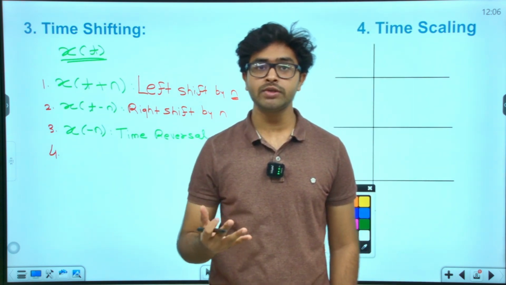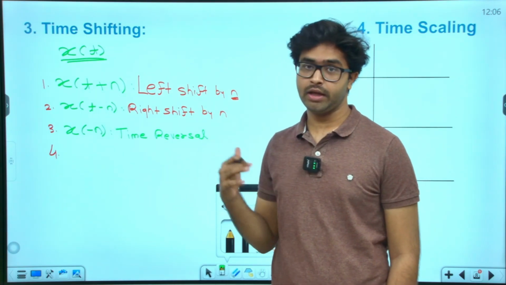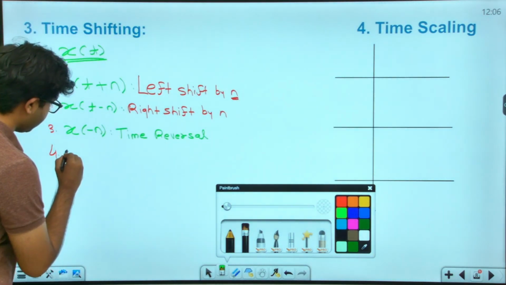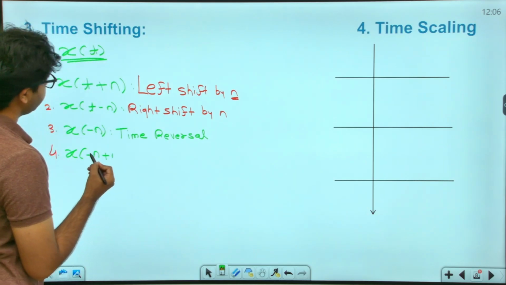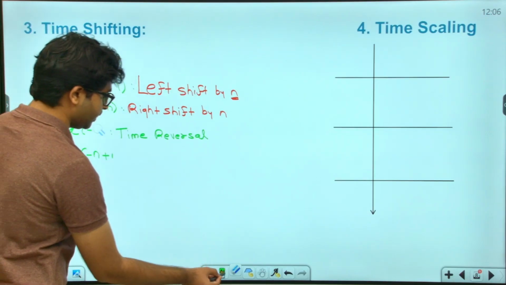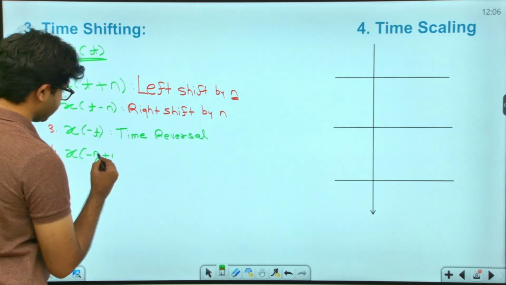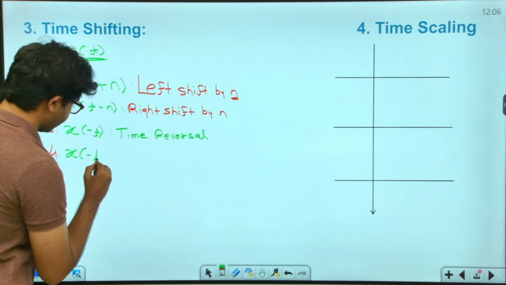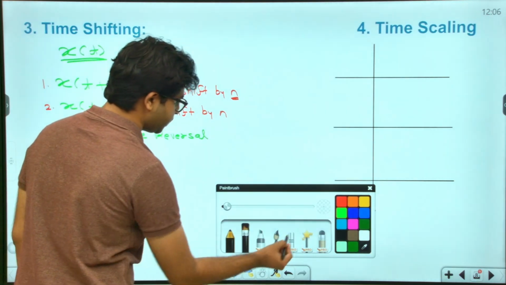But exactly opposite things happen with the shifted signal. Now we have reversed the signal, x of minus n. Now we will perform the same operations on that x of minus t only. Here x of minus t, and here also x of minus t, x of minus t plus n. n are the units by which we want to shift.